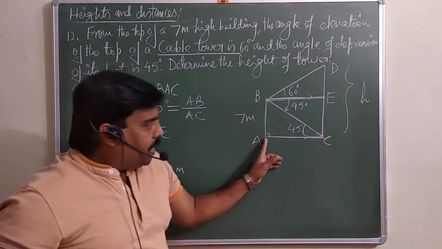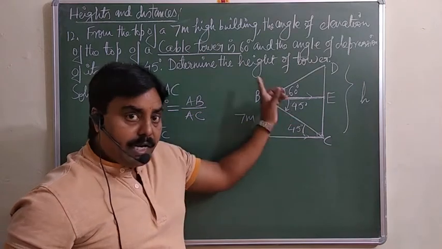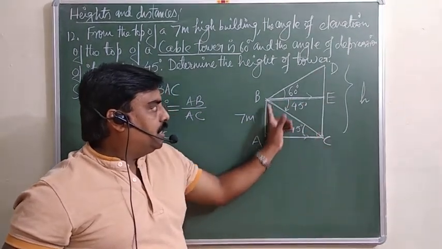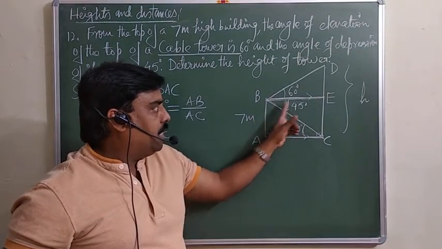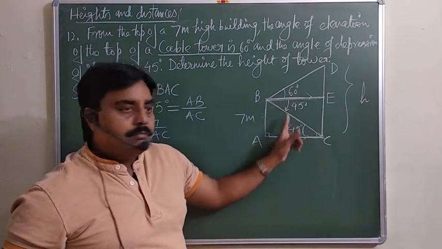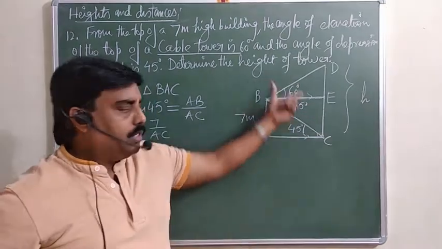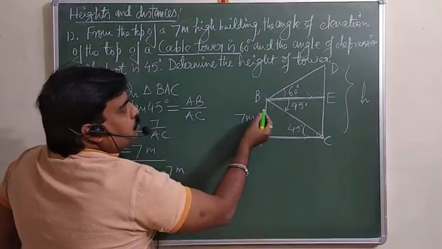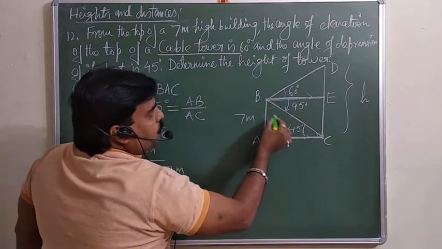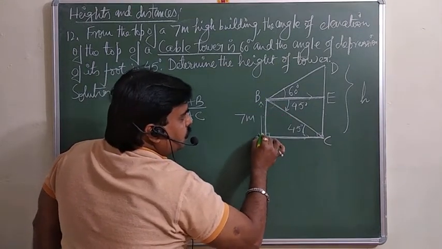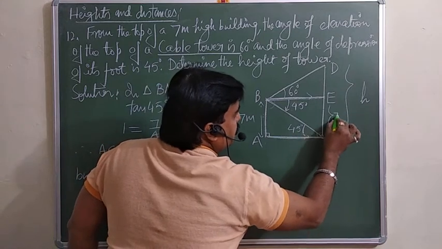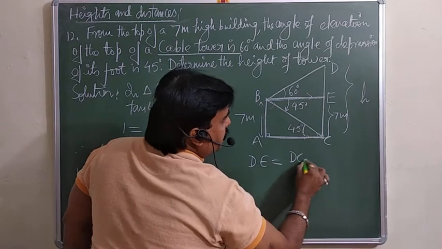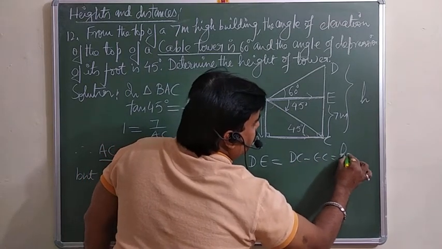Because this is your 90, this is your building at 90, the tower is also 90, and this line is parallel to this one, so this is also 90. So it will be either a rectangle or a square, which means opposite sides will be equal. So you can say AC is equal to this one. But one more point, this AB is equal to 7, so AB will also equal this EC, that is 7 meter. So what about this DE? DE will be equal to DC minus EC, that is H minus 7.